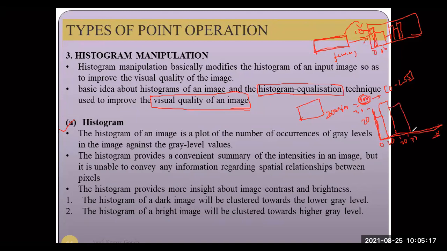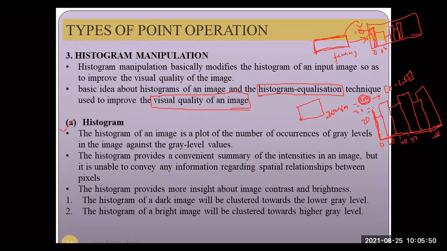Fine. Similarly, we'll draw. Now, finally, what will we get? We will get the plot in terms of a bar graph, where each bar represents the number of pixels, or we can say the number of occurrences of a gray level in an image against the gray level values. So the histogram is nothing but a graph which provides the number of occurrences of each gray level value.